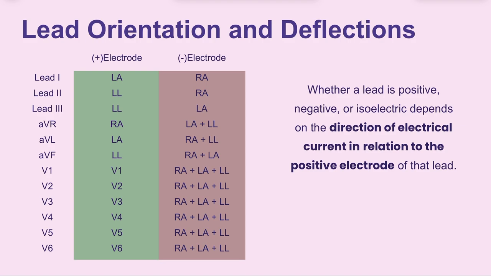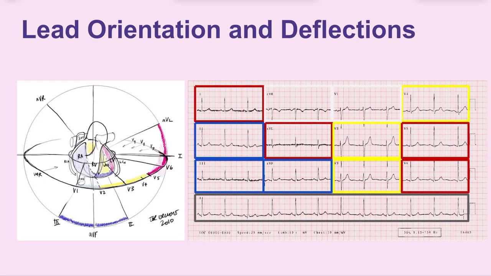Remember, the orientation and deflections, whether a lead is positive or negative or isoelectric, depends on the direction of the electrical current in relation to the positive electrode. So over here we have our positive electrodes for each lead, and our negative electrodes are a little less relevant here, but just for your reference. And so whether or not a lead is going to be positive, negative, or isoelectric is going to depend on which of these electrodes is considered positive for that lead.